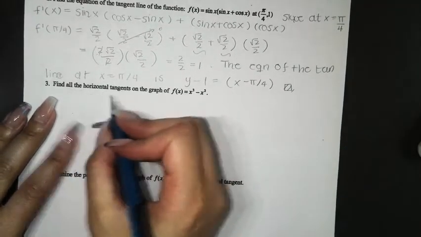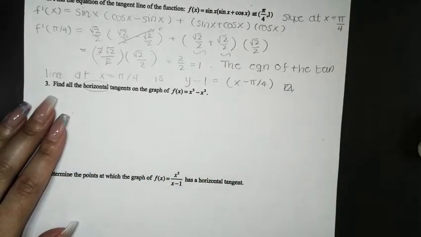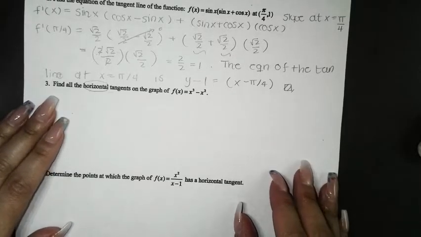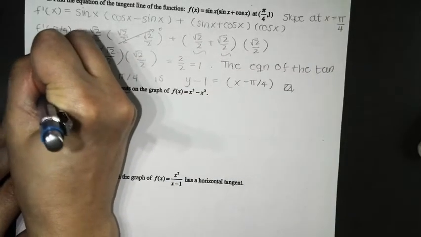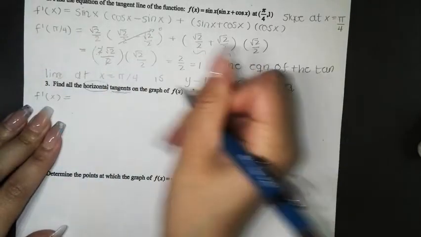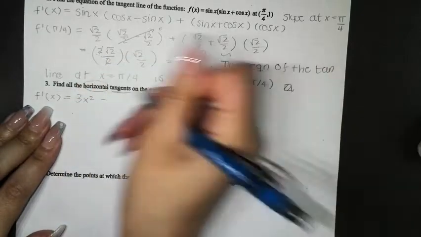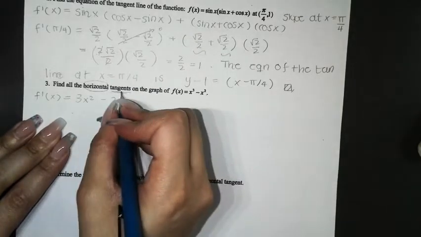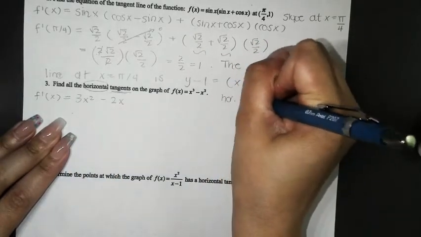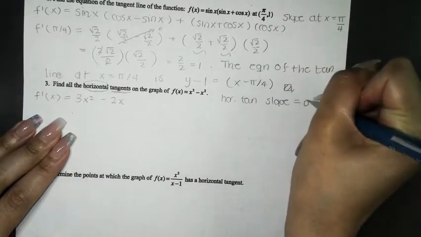Find the horizontal tangents. This is a little bit different. f of x is equal to x cubed minus x squared. The first thing when you read the word tangent is to take the derivative. Using the power rule is pretty simple: it's going to be 3x squared minus 2x. Horizontal tangent means that my slope is going to be equal to 0.